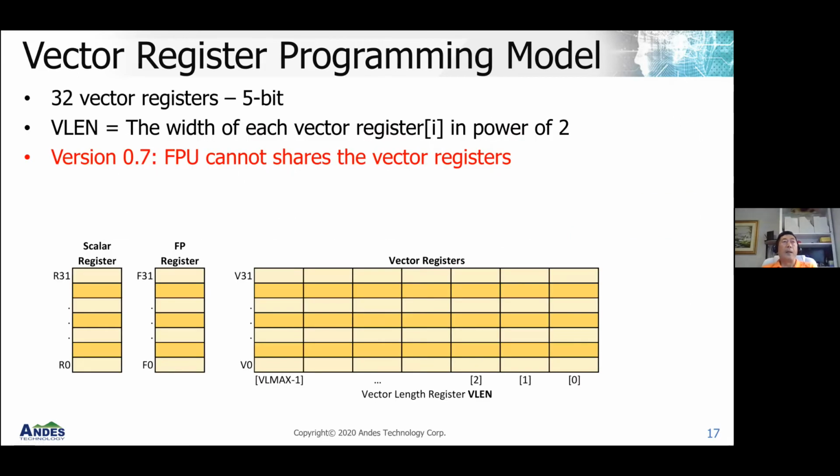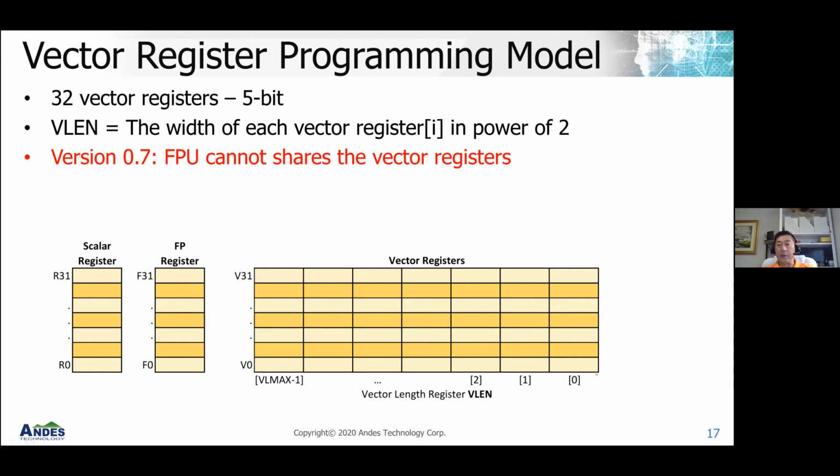Okay, and so the basic vector register programming model: you have 32 registers, and VLEN is the width of the vector register, a power of 2. Actually, we started the design from version 0.7, and at that time, the FPU could not be shared with the vector register anymore. So you have to have 3 independent register files: scalar, floating point, and vector.